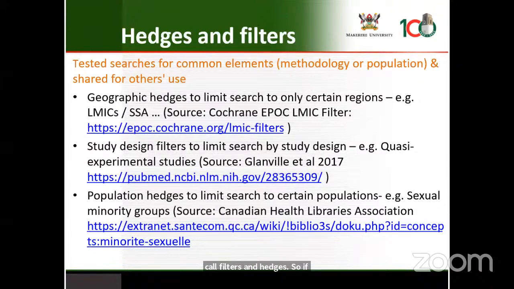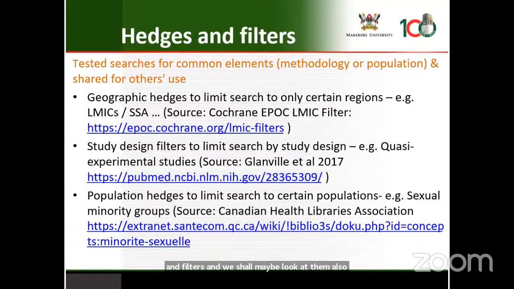So if you went online and searched for a search filter for sub-Saharan Africa, or a search filter for low and middle income country, you'll get it. The search filter will show you this search filter is for the PubMed database, this one is for EBSCO, this one is for this database. So you just copy it and paste it in the database. So those are called hedges and filters, and we shall maybe look at them also.